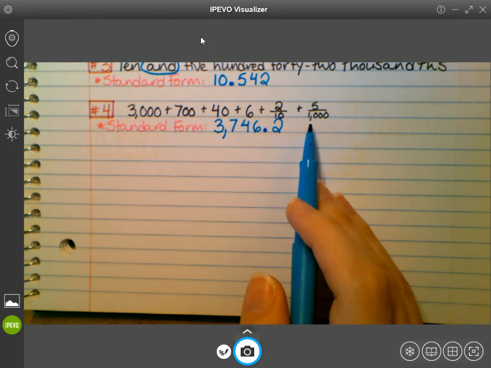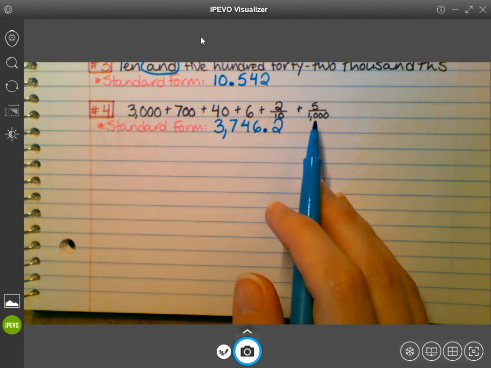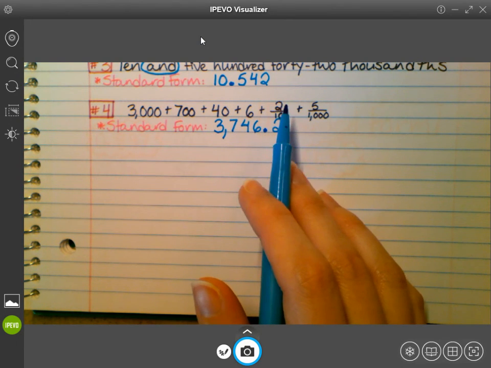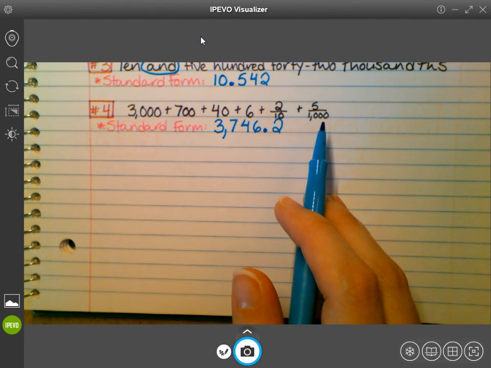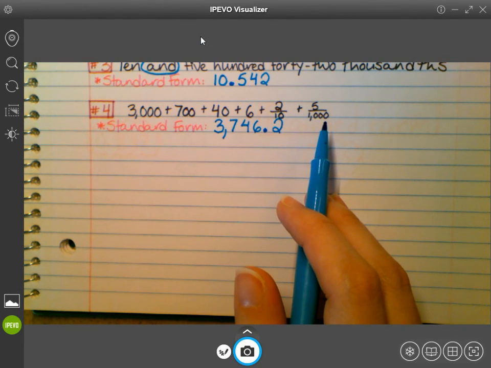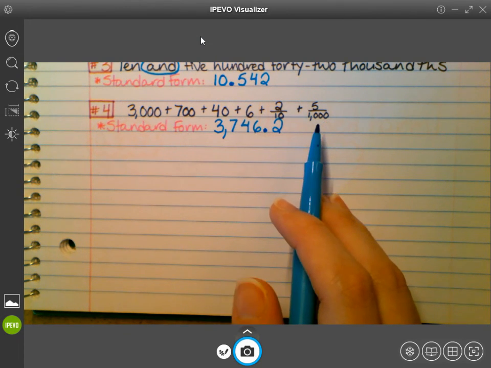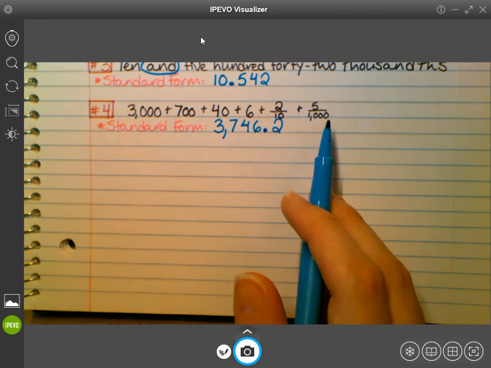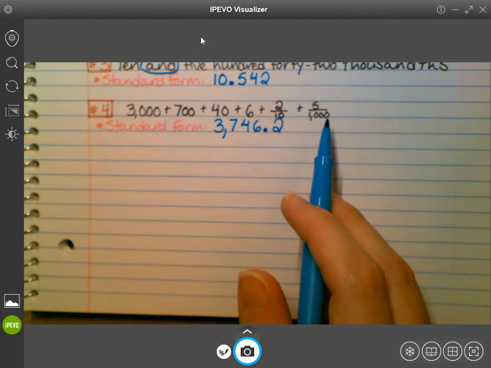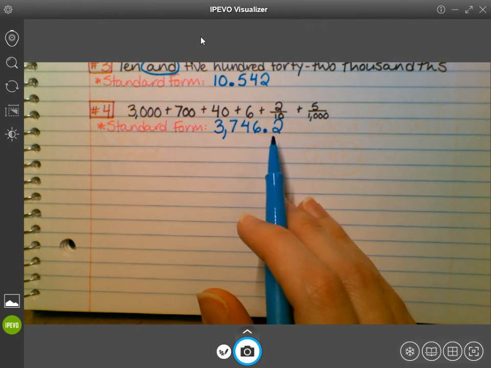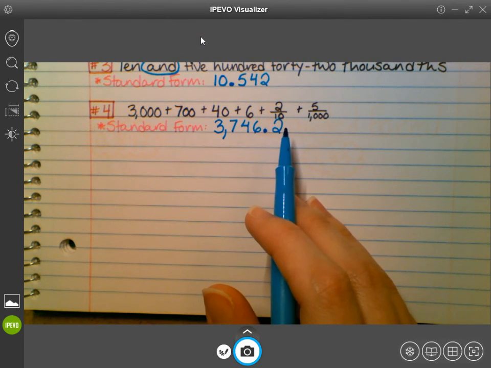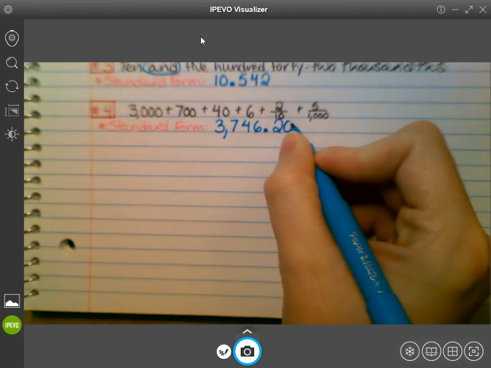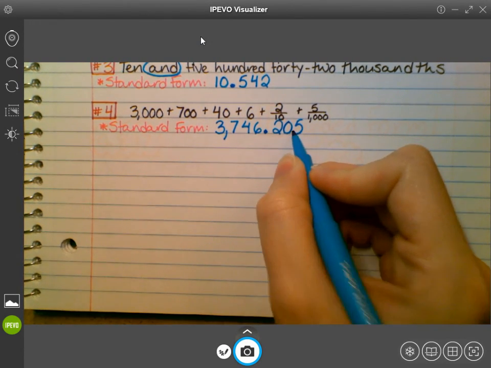Okay? How about our 5? What place is our 5 in then? If the denominator of this one told us that the 2 was in the 10th place, what place is the 5 in? What do we think? Let's say it all together. 1, 2, 3. Thousandths, because we have 1,000 as our denominator. Now, 5th grade, does the thousandth place come right after the 10th place? No. What do I need to put there then? A 0. If I don't have a number for a place, then I'm putting a 0.